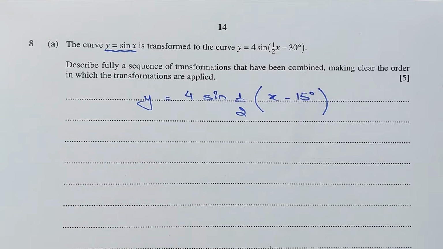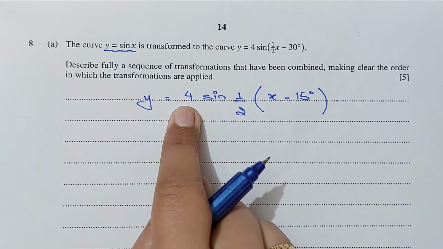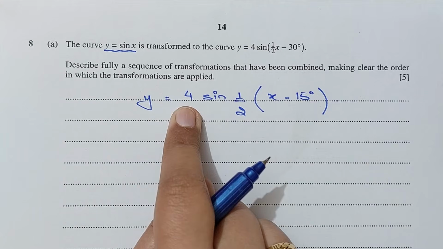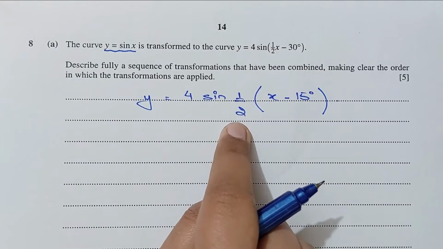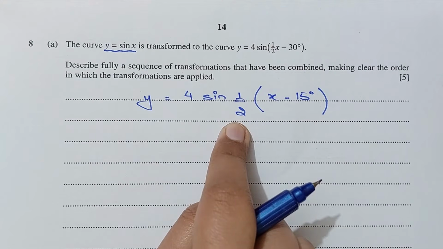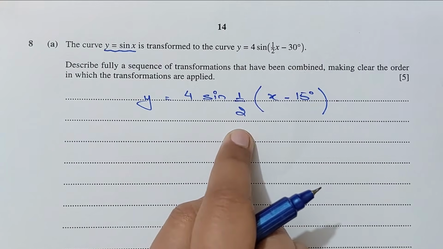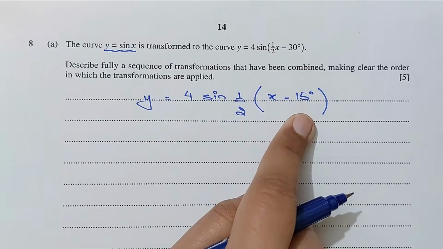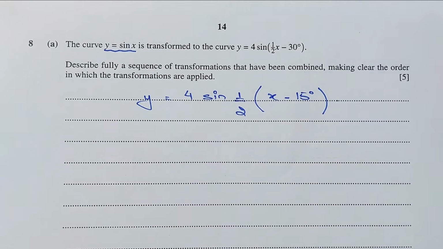Okay, so we have 3 transformations applying over here. The first: something is multiplying the sine function, and this is a stretch in y direction. Something is multiplying the variable x, and this is the stretch in x direction by a factor of its reciprocal. And something is added or subtracted, that is a horizontal translation, right? So we have three types of transformations over here.